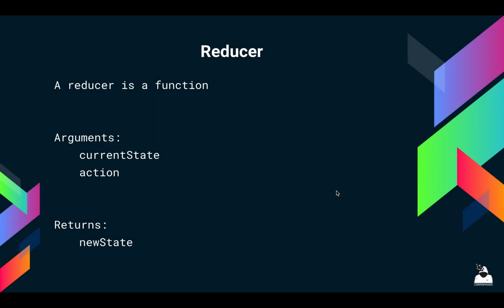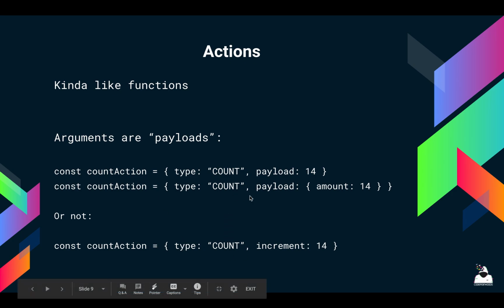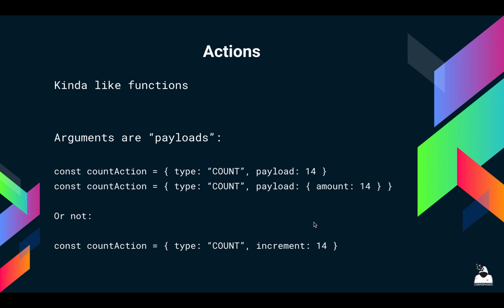A reducer. So the reducer is the middle part of that diagram we saw earlier. And it's just a function. It actually is nothing special. It's a function and it receives two arguments. The current state and the action. So the action, remember, is one of these. So type, count, payload, amount 14.